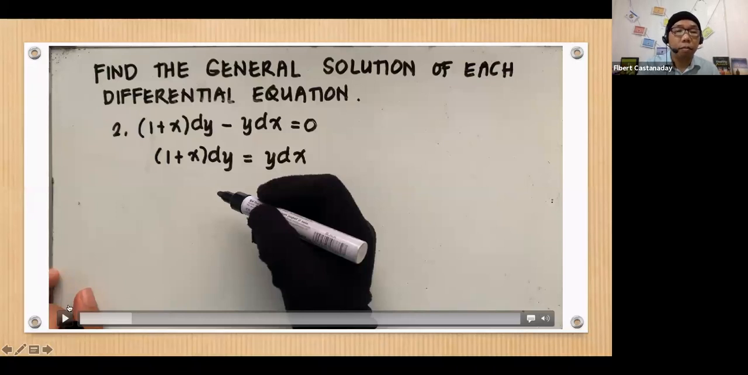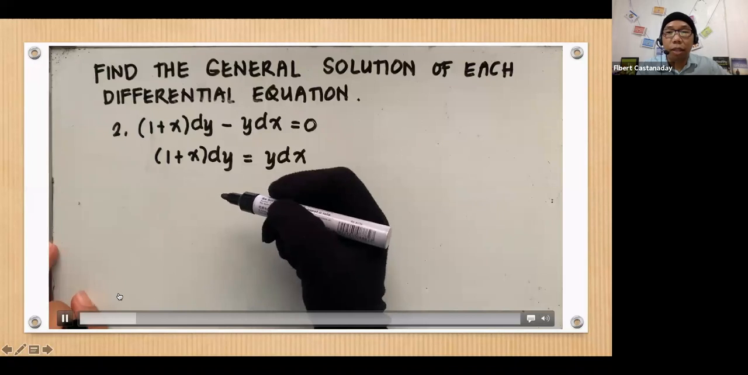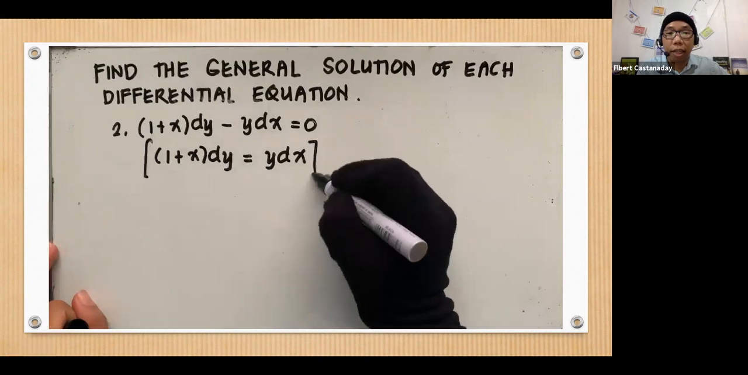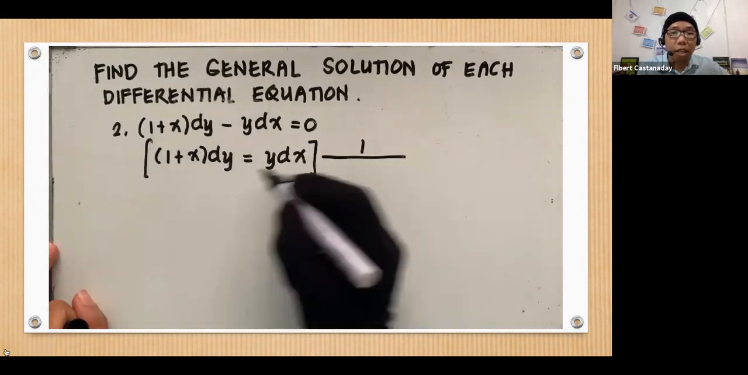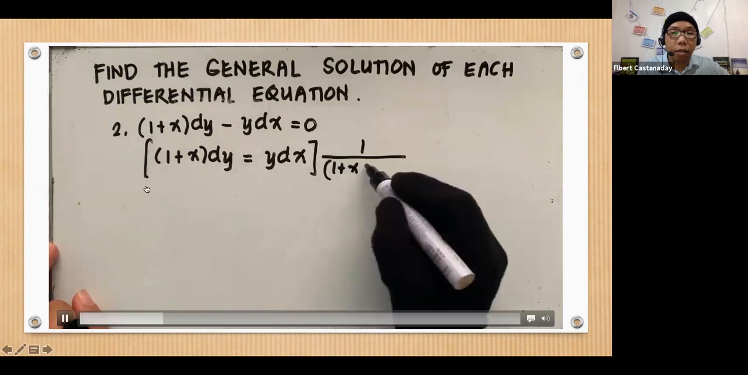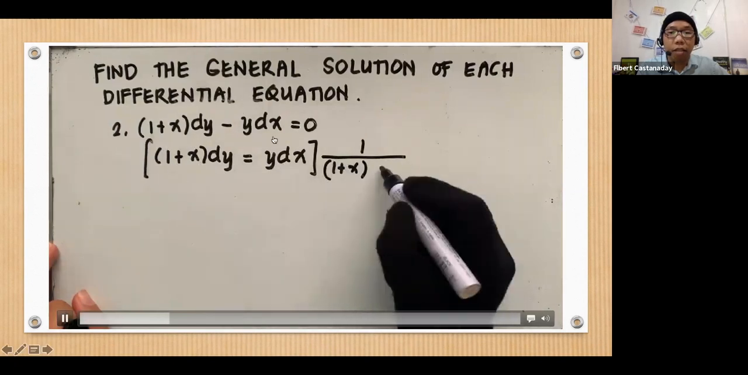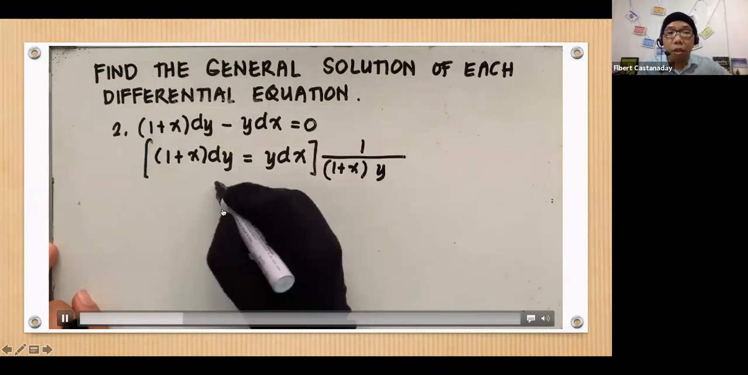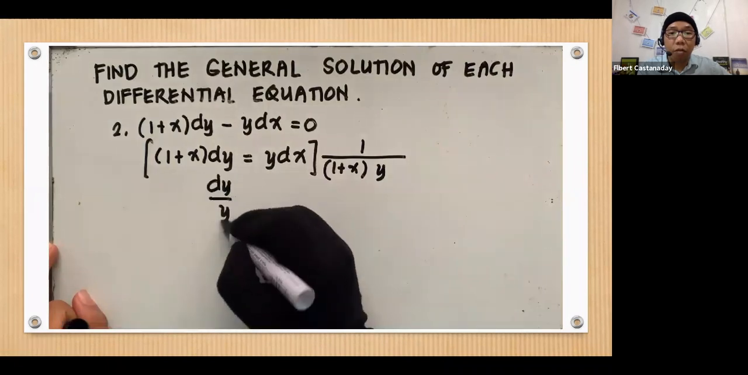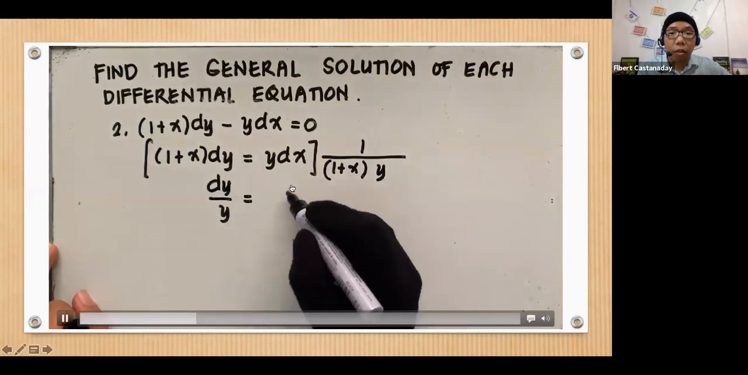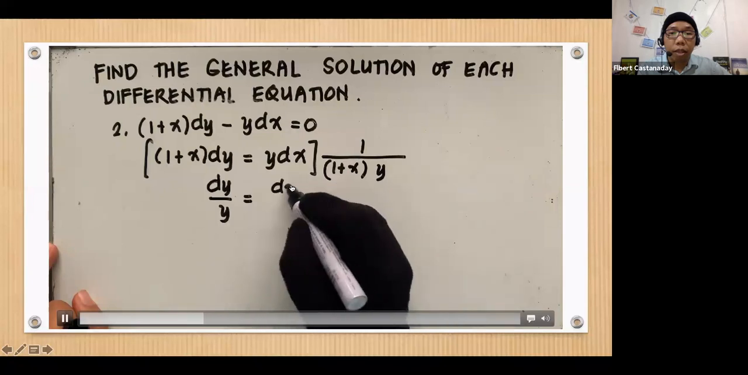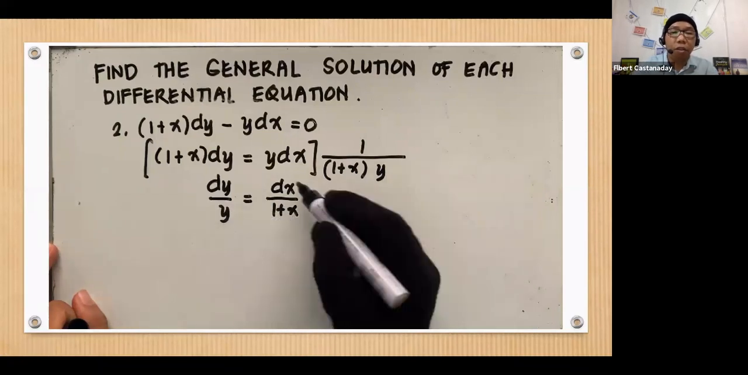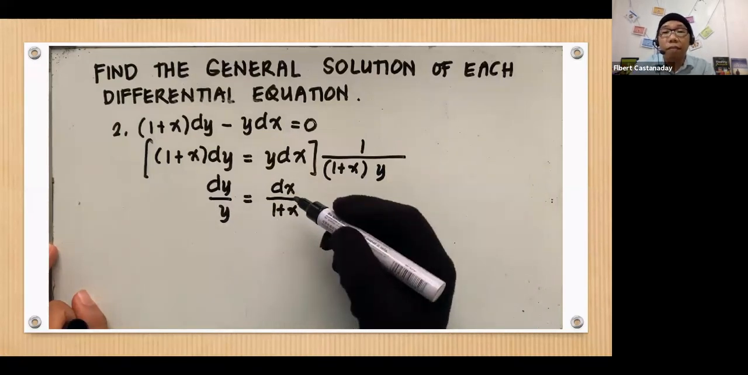Now, what will I do? Anong gagawin ko na? Divide both sides by 1 plus x to remove this function here, and divide both sides by y para matanggal na rin yung y dito. That's giving me my equation. I was able to separate the variables. So, dy over y equals dx over 1 plus x. As you can see, I have a pure function of y and a pure function of x.